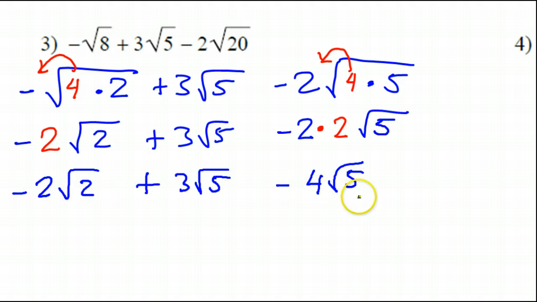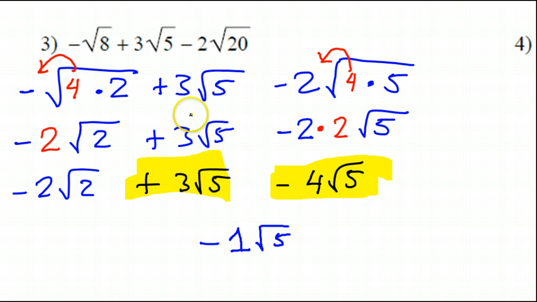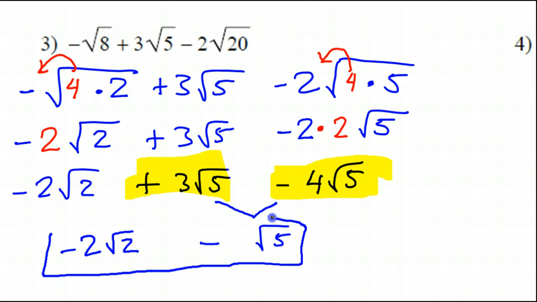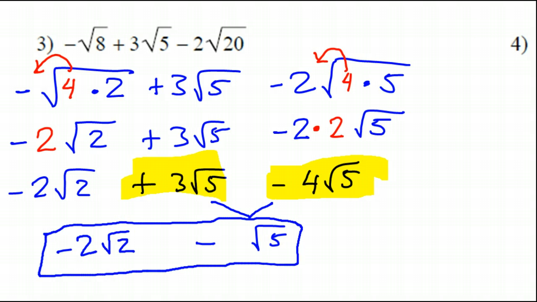Now, which of these are the like terms? Hopefully you can see that these two are my like terms. So if I put those together, positive 3 and negative 4 is negative 1 square roots of 5. Okay, we don't really write the 1 though, so we'll just say negative radical 5. And of course we'll bring down the negative 2 square roots of 2. These are not like terms. So this came from putting those two together. So that's as far as we can go with number 3.